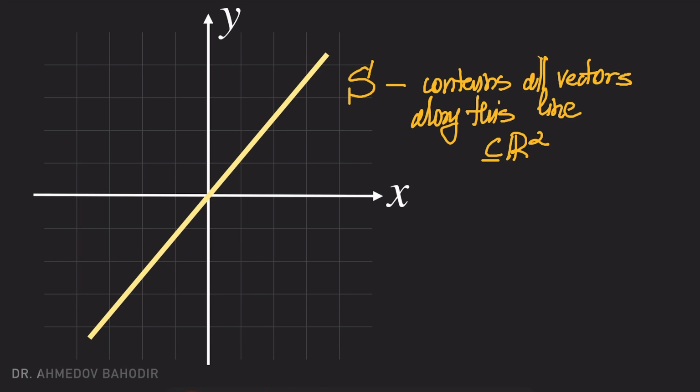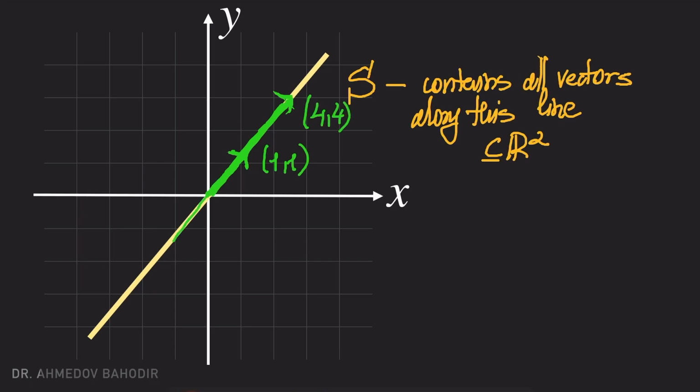So what does it mean? If I choose any vector along this line, the multiplication of this vector by any constant should again be from this line, which is true. If you choose this vector, let's say with components 1 and 1, and multiply it by any constant, for example 3 or 4, it is still going to be along this line, for example 4 and 4.